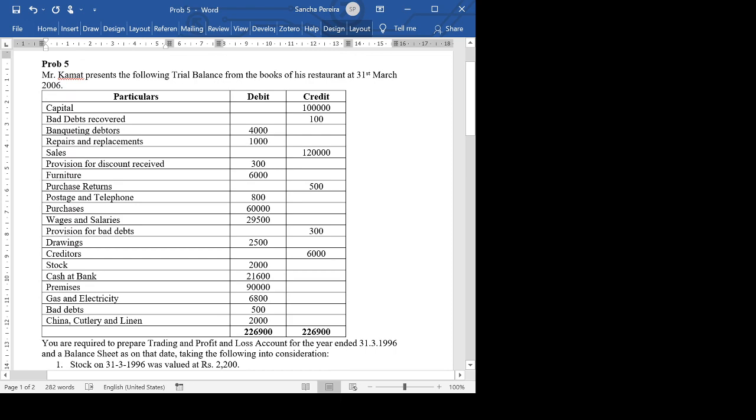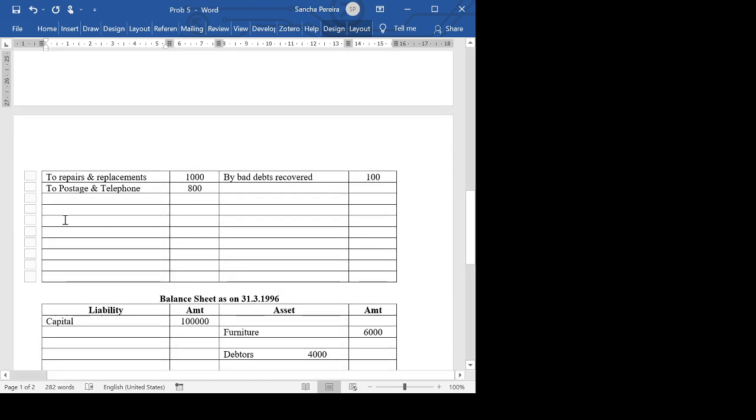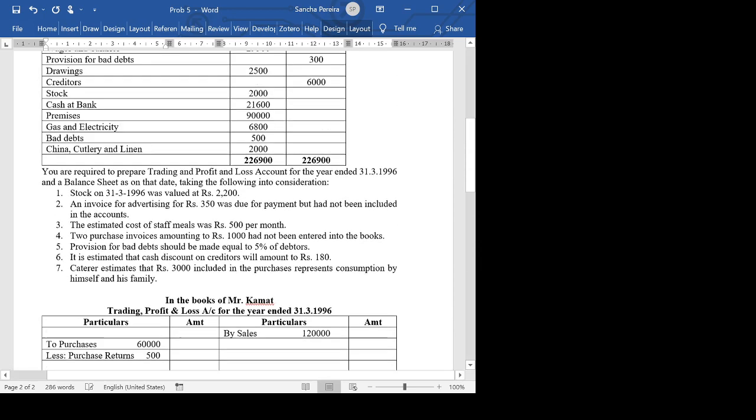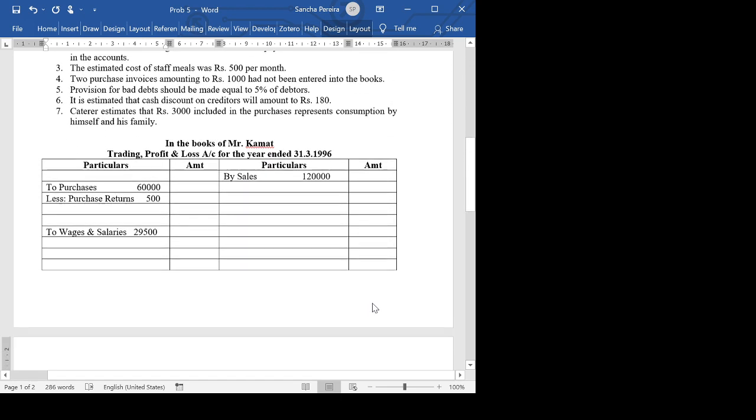Provision for bad debts 300. So you'll have bad debts here, then provision, there's a new provision also, so I'll leave space for that. Less, this is all RDD, all are provision for bad debts. I'll put it as RDD. It is 300. Then we have drawings, which are 2,500.